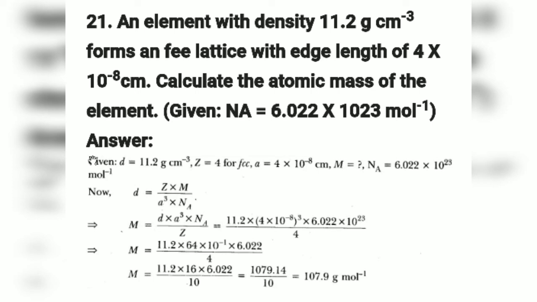When you drop all the values which you already know, it is very simple. You have to just drop the values and solve it. But dear student, try to understand, do not make any mistake in division or multiplication. So in this case you are getting M is equal to 107.9 gram per mole.